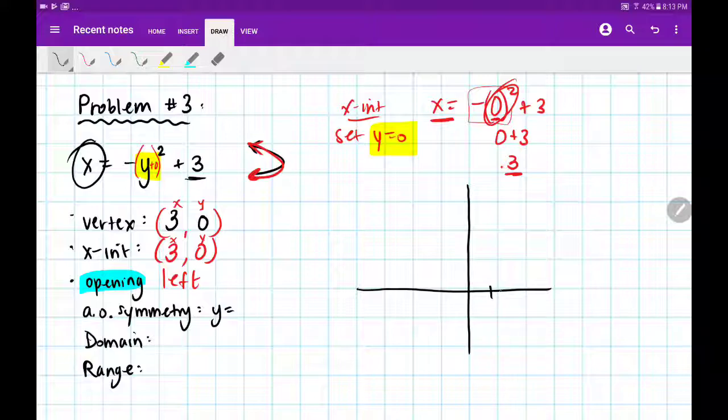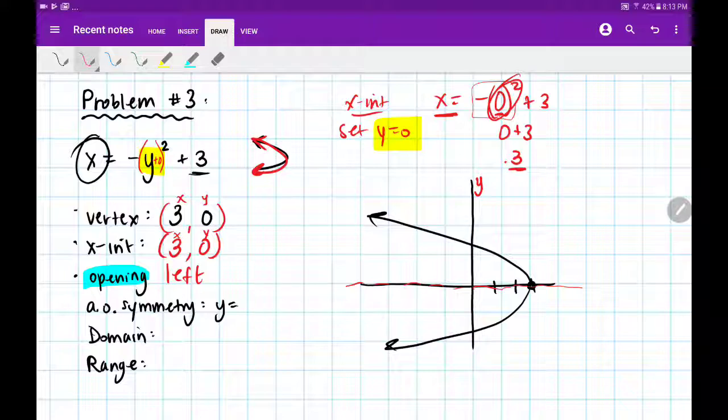So once I've got these 3 things, I can start graphing. Let's go to 3, 0, right there. That's my vertex and my x-intercept, and I'm opening left. Should look like that. I can make it nicer if I want to. And I do want to, so there we go. All right, our axis of symmetry. It's this line right over here. And it's crossing through the y-axis at a height of 0. So our axis of symmetry is y equals 0.